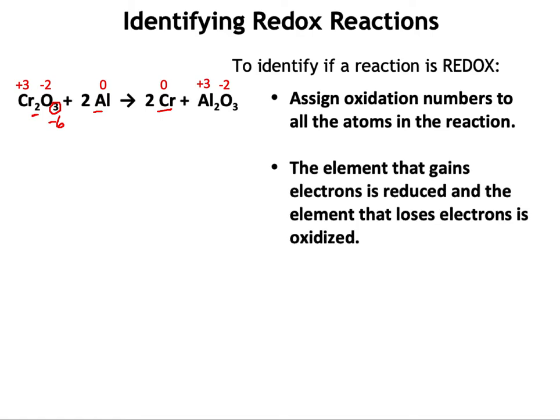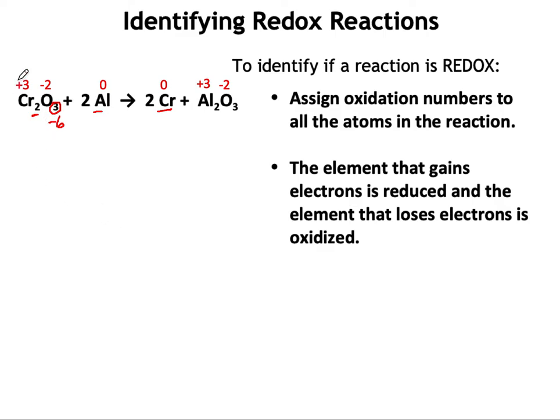Now we're going to take a look at them and see if anything is gaining electrons or if it's losing electrons. An easy way to do that is to see if any of the oxidation numbers change. If the oxidation numbers change, that tells you something is being reduced or oxidized. If the oxidation numbers don't change, nothing happened, right? No electrons were transferred, gained, or lost. So let's take a look.